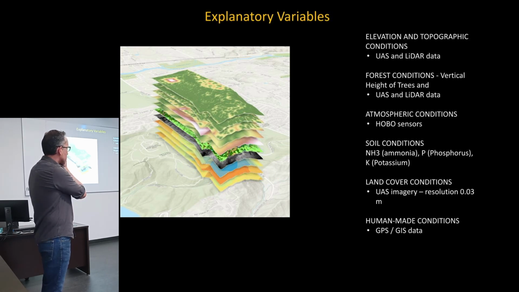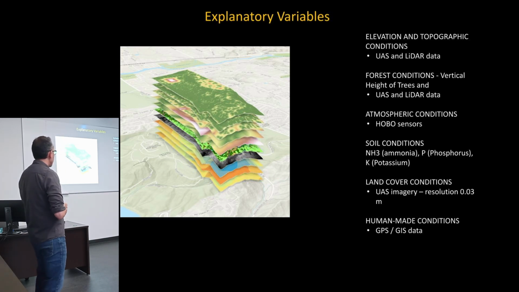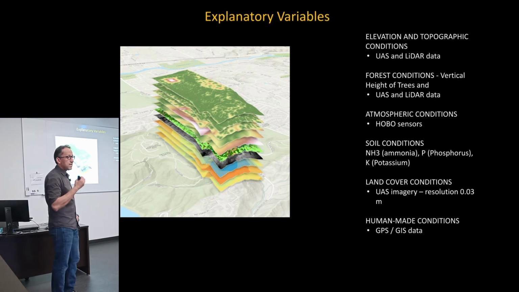We also measure some forest conditions, for example the vertical height of trees, to get a sense of the structure of the forest. We also use drone imagery and LiDAR data for that characterization. We also measure atmospheric conditions, particularly temperature characteristics and light intensity.